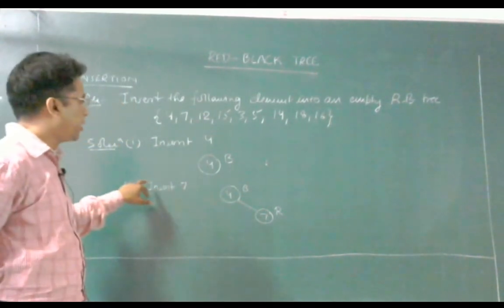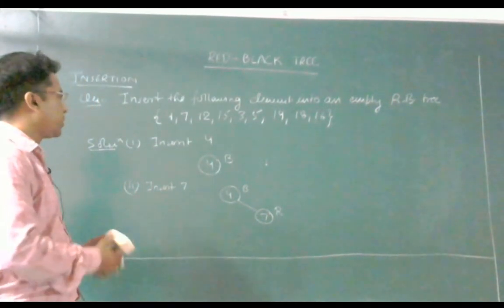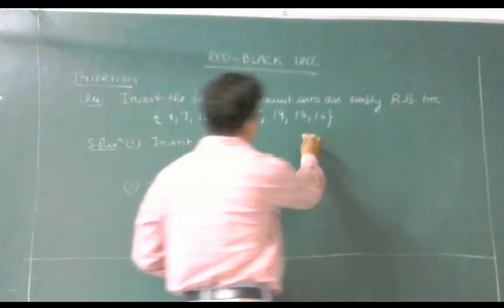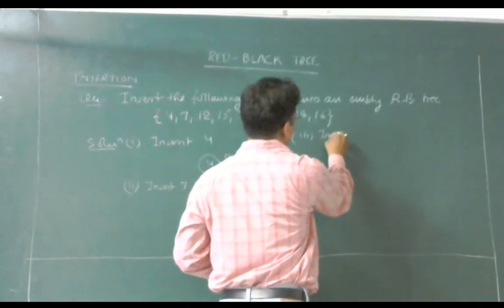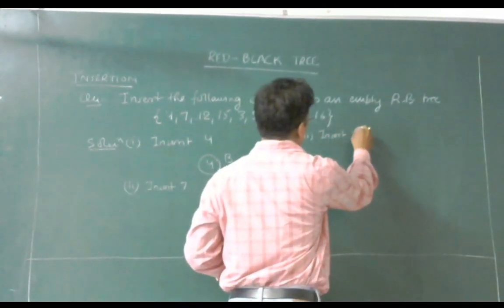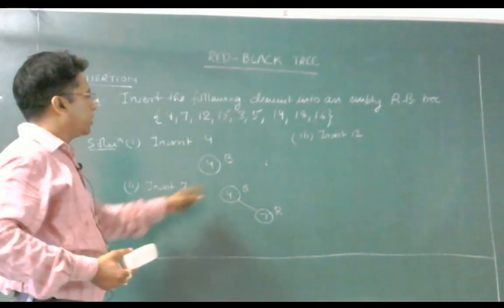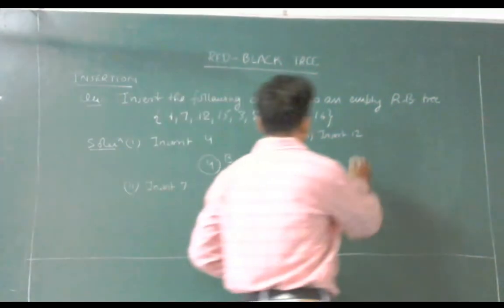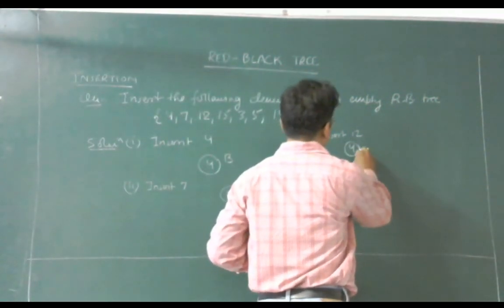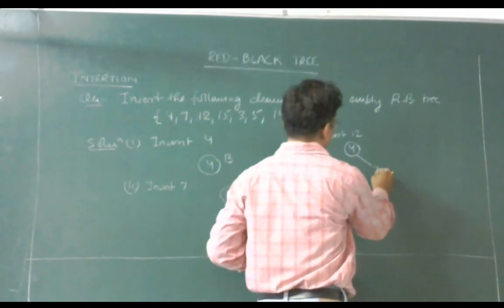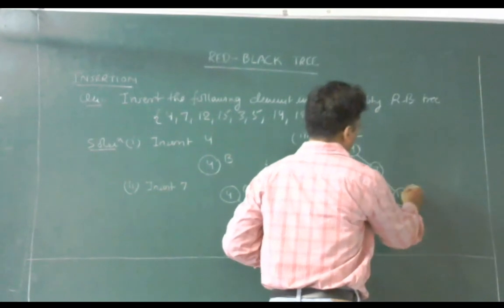So we shall move on to insert the third element. Now the third part, insert 12. After inserting 12, 12 is greater than 4, greater than 7, so it would be the right child of 7.